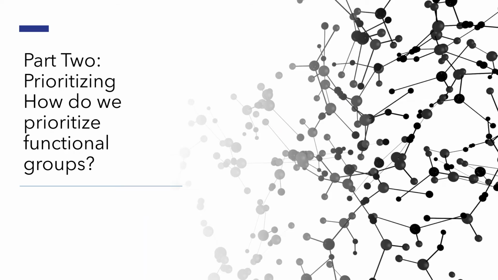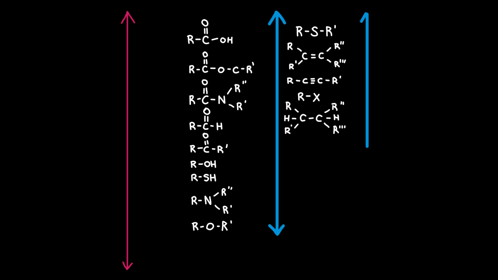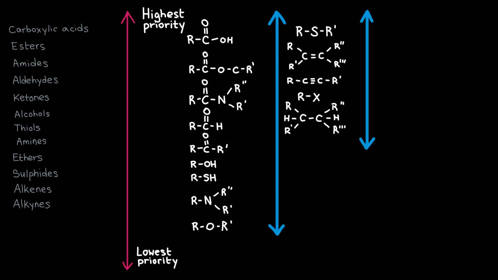Okay guys, finally we have reached part 2, prioritizing. So how do we prioritize functional groups? So I'm going to go over the general continuum from highest priority to lowest priority. But here in the middle, you can see the molecules and you'll see the names coming up now. So first up you have carboxylic acids, then esters, amides, aldehydes, ketones, alcohols, thiols, amines, ethers, sulfides, alkenes, alkynes, alkyl halides, alkanes.